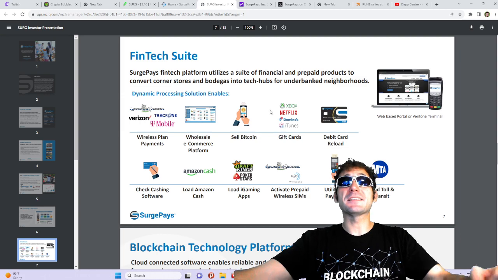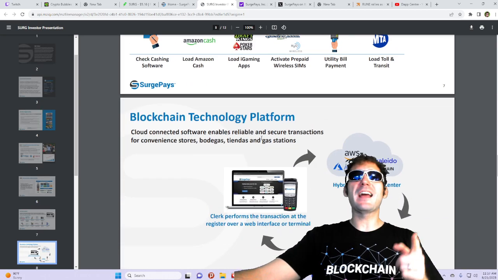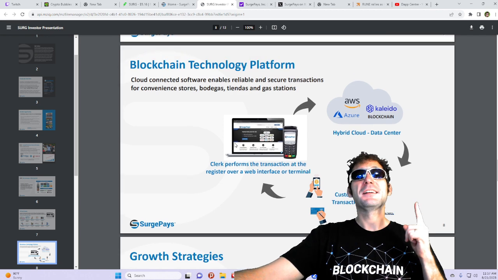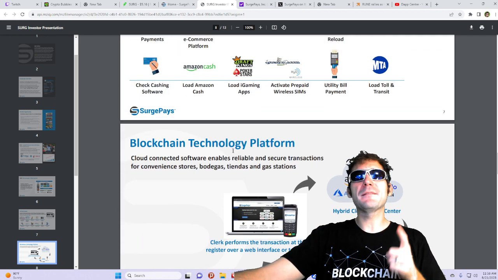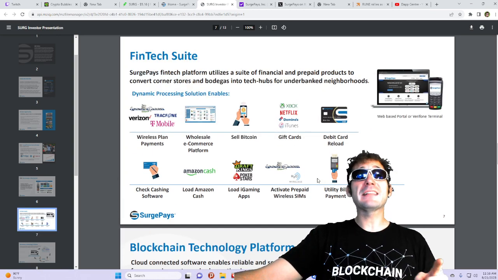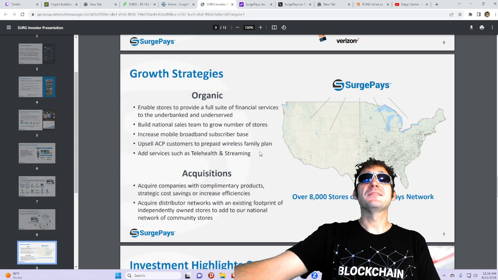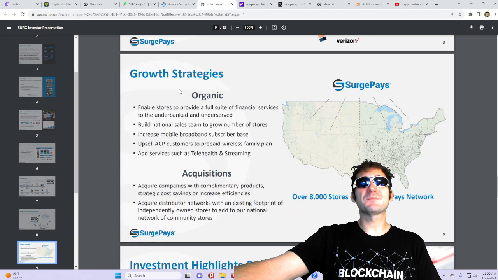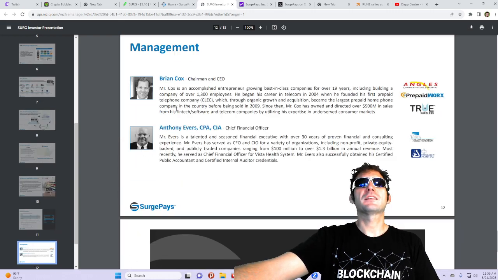Fintech suite. Look at this. Another thing I noticed is that they actually have blockchain technology support. Look at this. Yes, they are getting pretty innovative. They've already been touching blockchain, crypto, and Bitcoin. So that's a very big plus to see as well. I could definitely see this grow, guys.